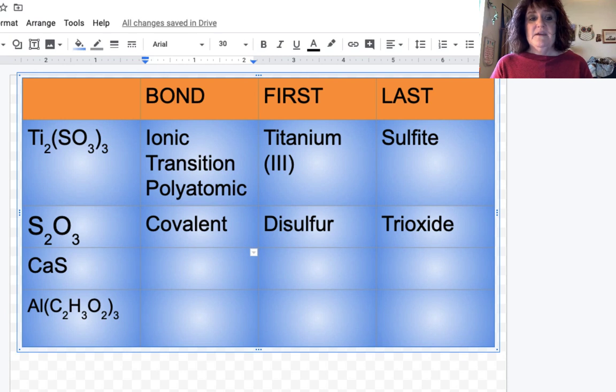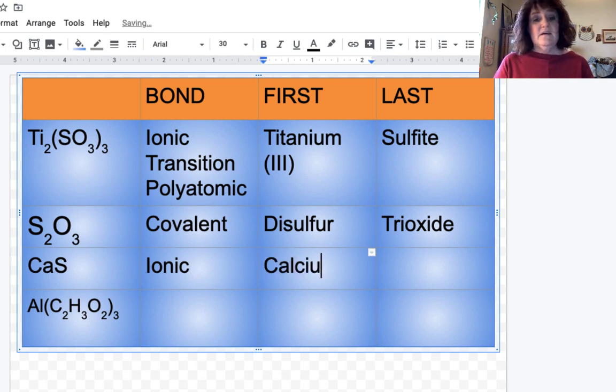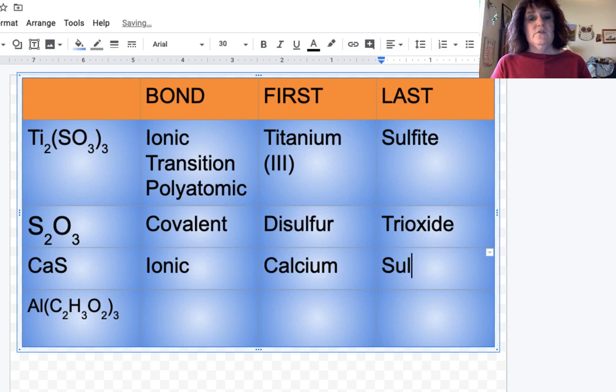Number 3, CaS. Well, calcium is on the left-hand side and sulfur is on the right-hand side, so this is ionic. It's not a transition, it's not a polyatomic. So this is just calcium sulfide. Last one.